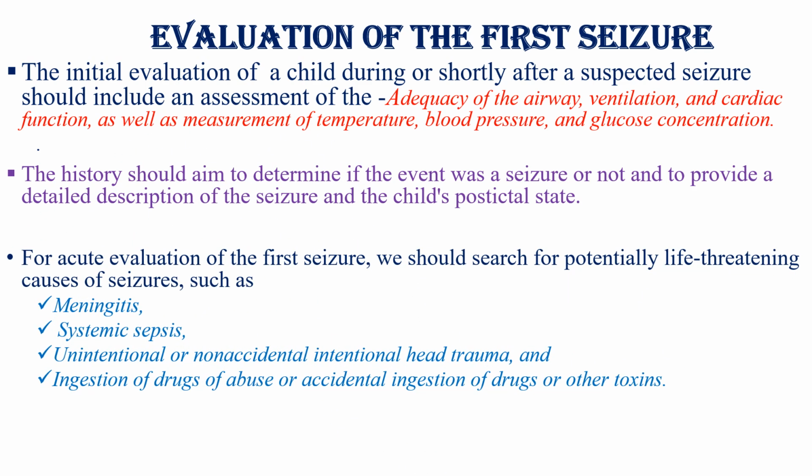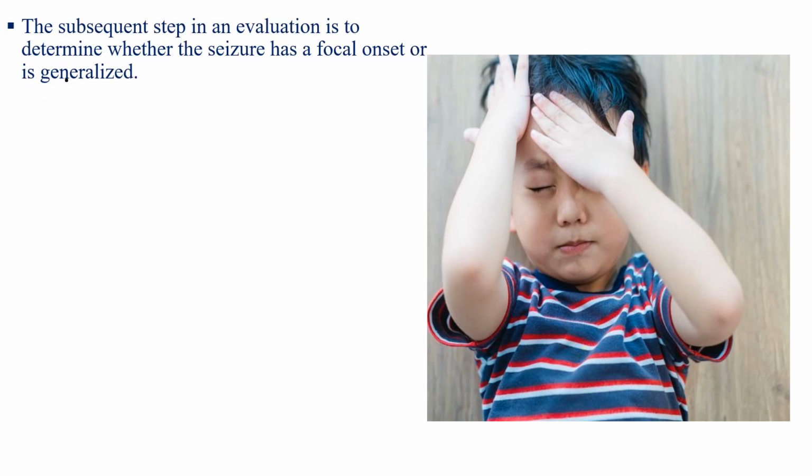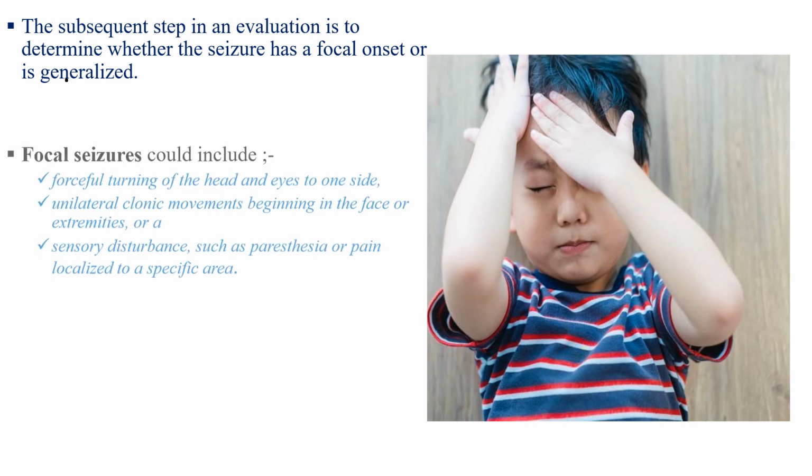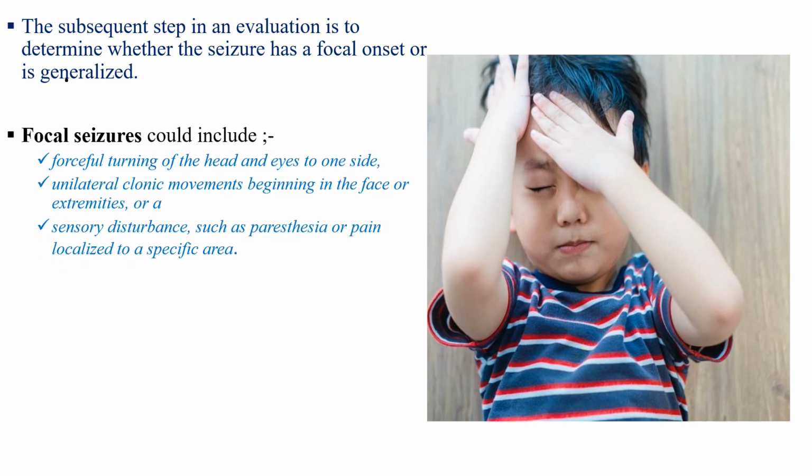For acute evaluation of the first seizure, we should search for potentially life-threatening causes of seizure, such as meningitis, systemic sepsis, any poisoning or head trauma, and accidental ingestion of drugs or toxins should be considered. The subsequent step in an evaluation is to determine whether the seizure has a focal onset or is generalized. Focal seizure could include forceful turning of the head and eyes to one side, unilateral clonic movements beginning in the face or extremities, or sensory disturbance such as paresthesia or pain localized to a specific area.